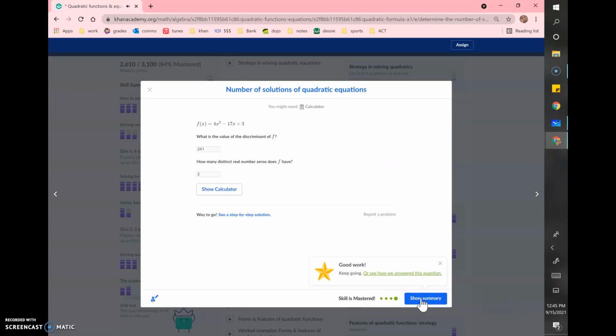Boom, boom. And that's what we got for you today. Quadratic formula and number of solutions to quadratic equations. Good luck.